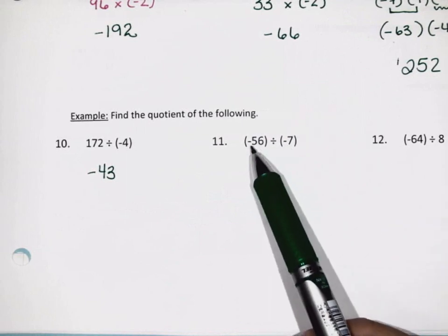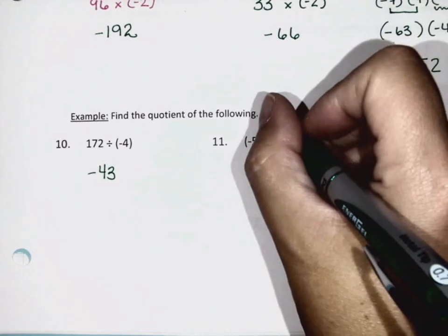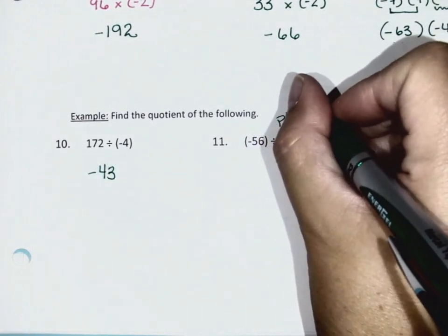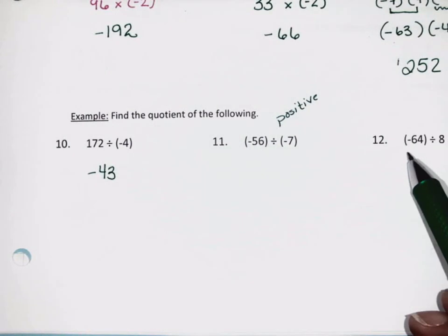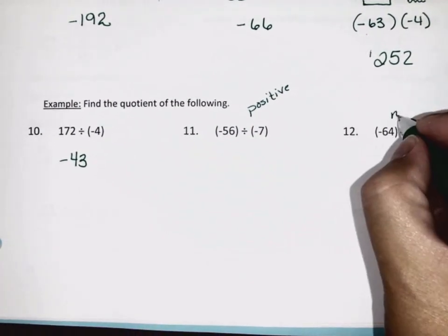So is this one going to be positive or negative? Positive. I'm just going to write positive up here. And what about this one? Should this one be positive or negative? Number 12 should be negative.